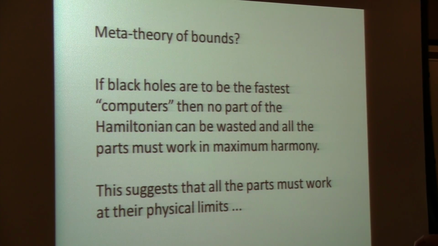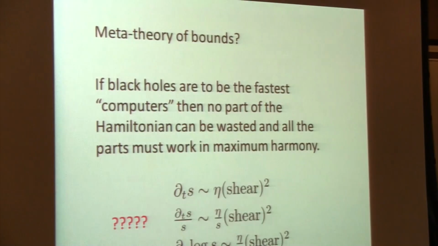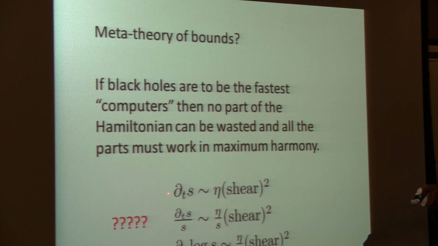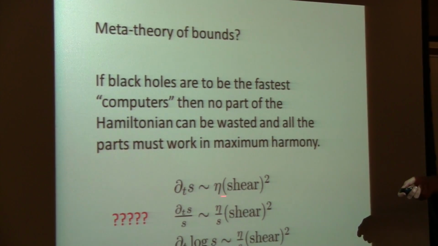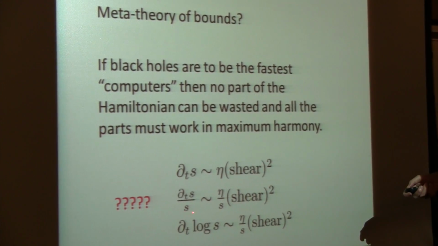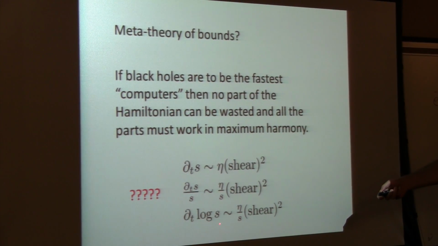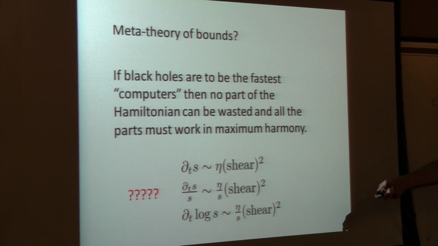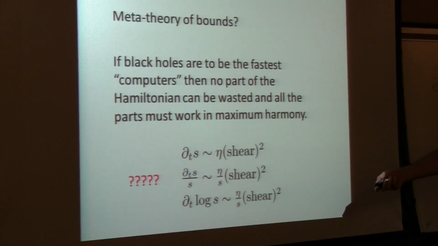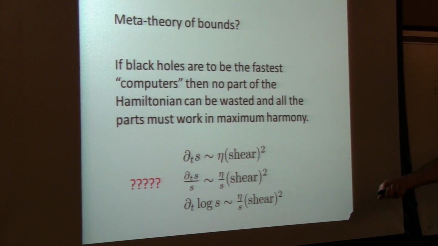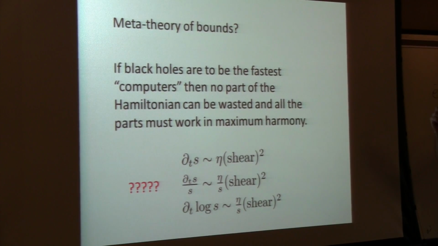So here's how it relates to shear viscosity. This is the interproduction formula, which Sean wrote down. If I divide by S, then I get eta over S here. And this is the derivative of log S. So maybe black holes want to minimize or maximize their scrambling time when you shear them. Okay, thank you.